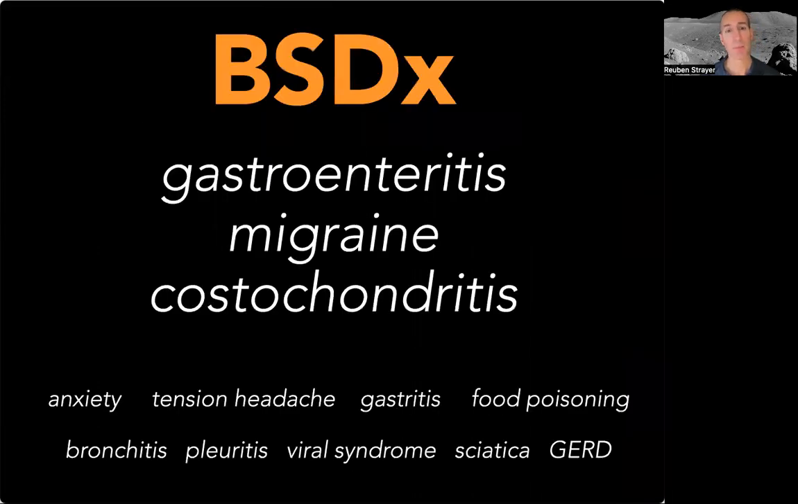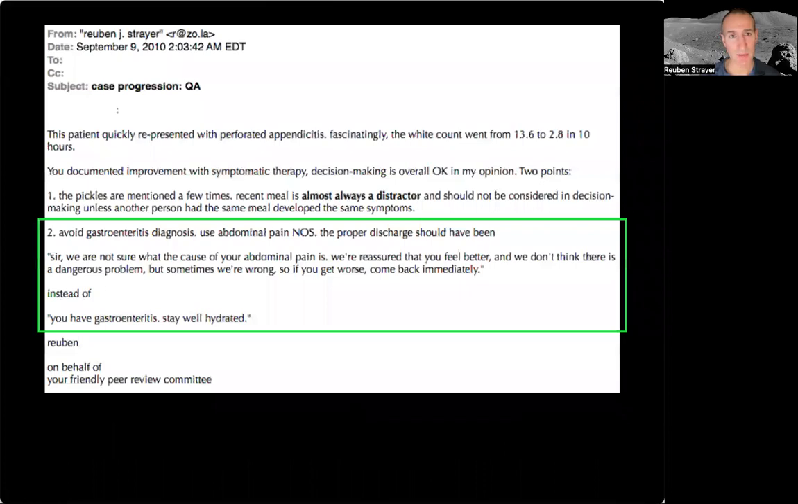The road to bad outcomes is paved with benign specific diagnoses, BS diagnoses. The most important are gastroenteritis instead of abdominal pain, migraine instead of headache, and, God help you, costochondritis instead of chest pain. I mean, at least gastroenteritis and migraine are actual conditions. I'm not sure costochondritis is even a thing. There's a good chance costochondritis is a disease made up by physicians who can't bear to tell their patients that they don't know what is causing their chest pain.